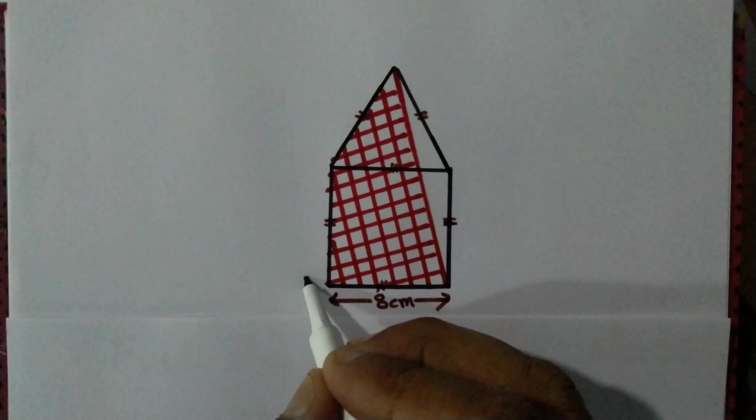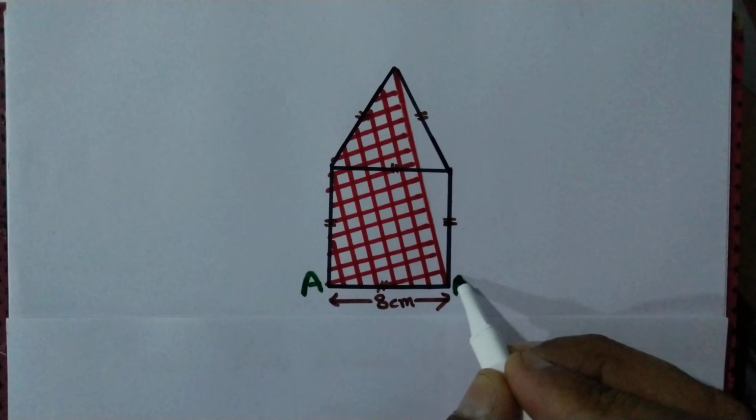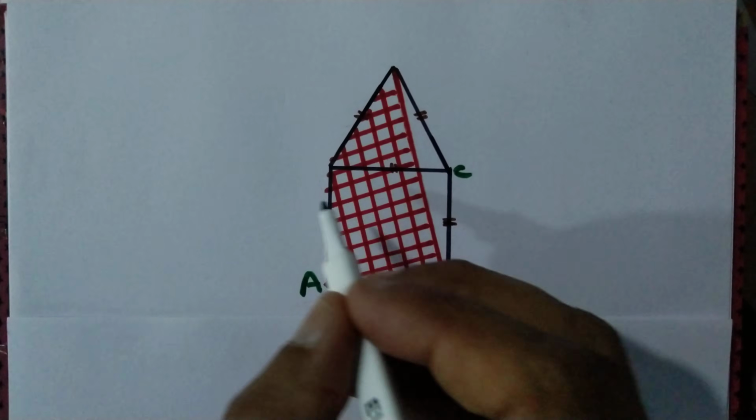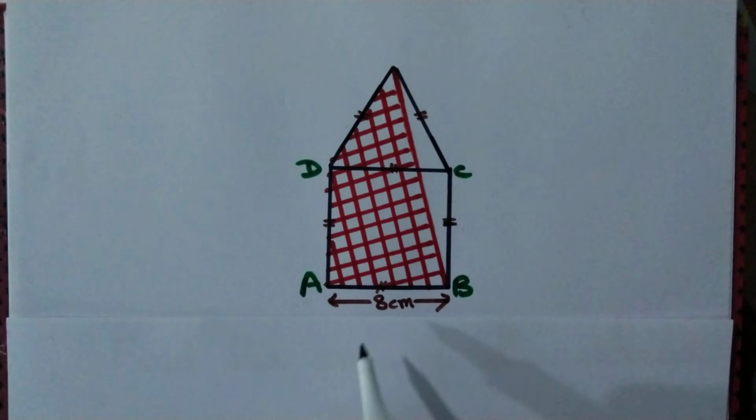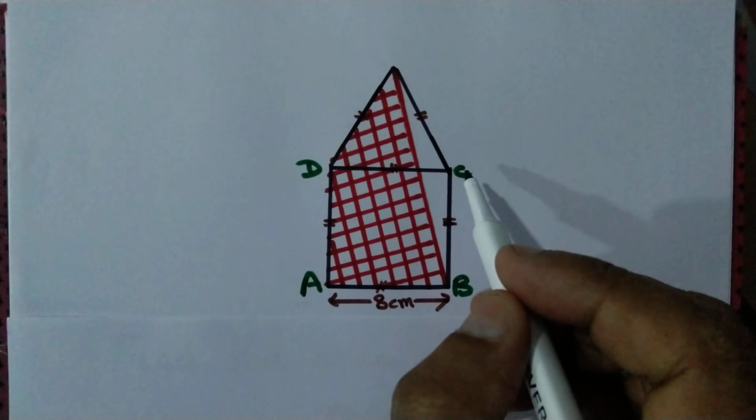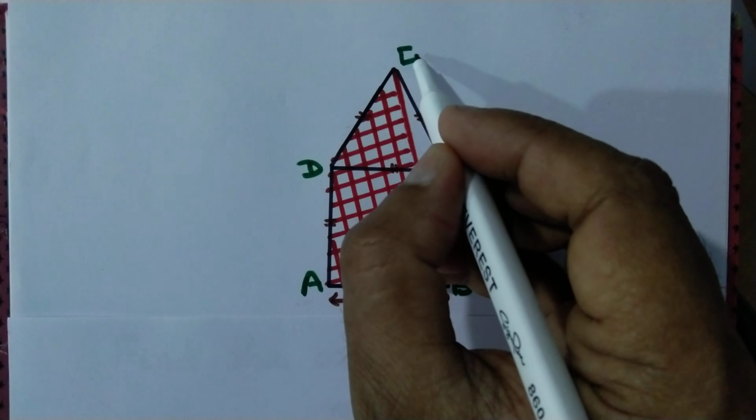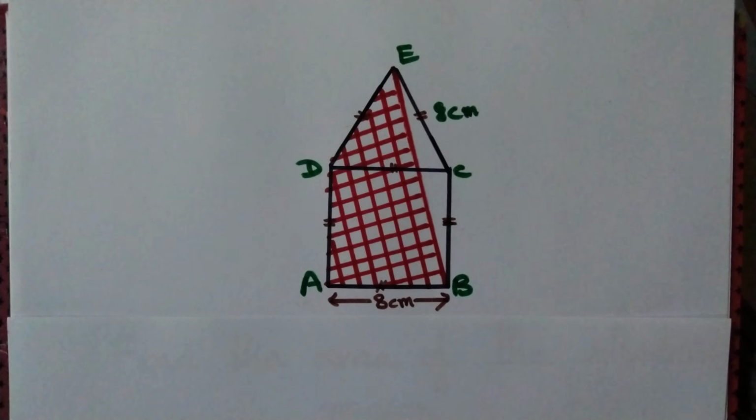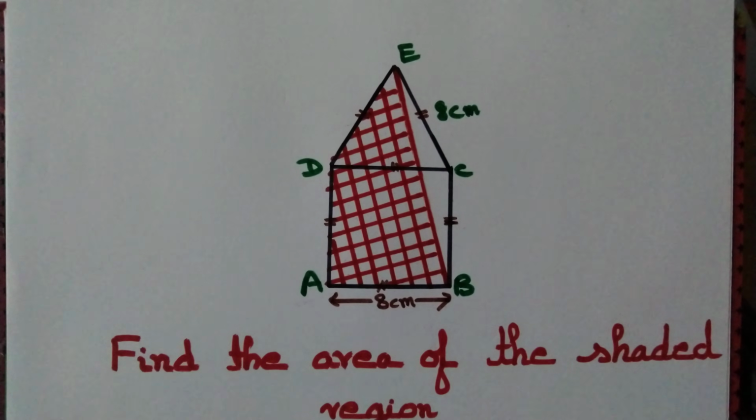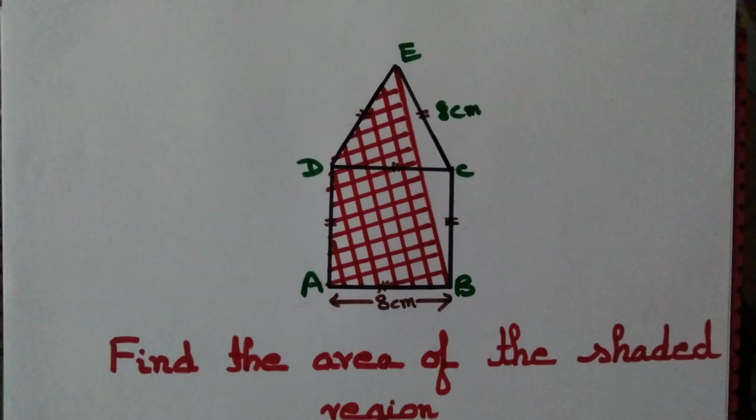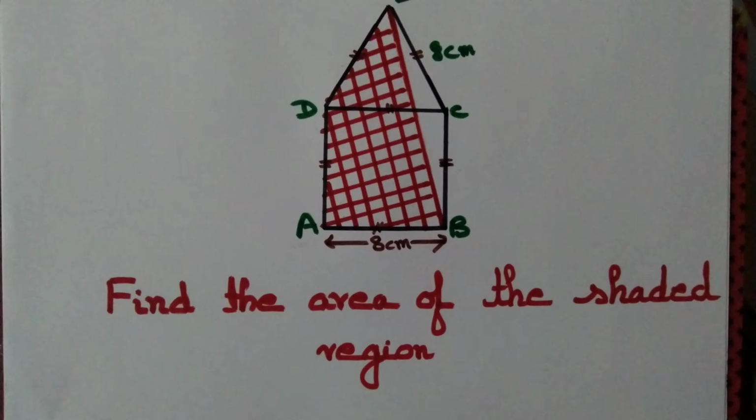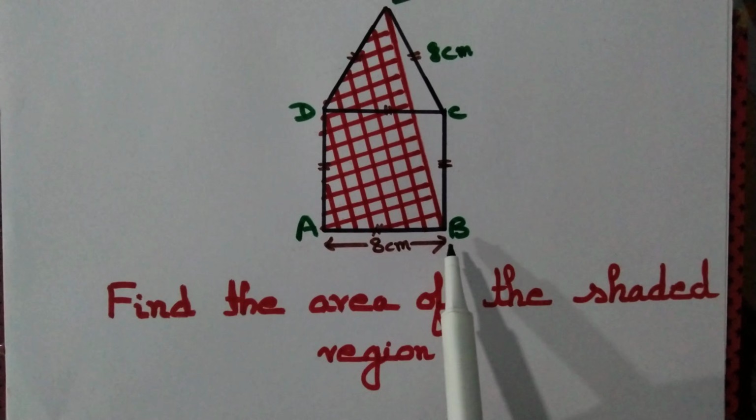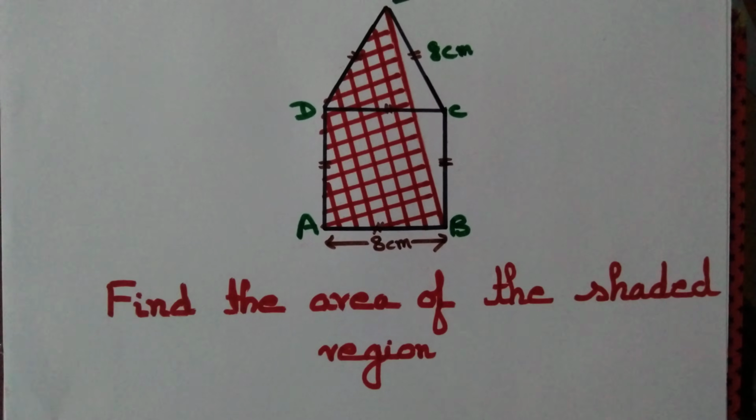We have a square ABCD of side measuring 8 centimeters and an equilateral triangle CDE, again of side measuring 8 centimeters. The question that we want to answer is: find the area of the shaded region, or find the area of region ABED.